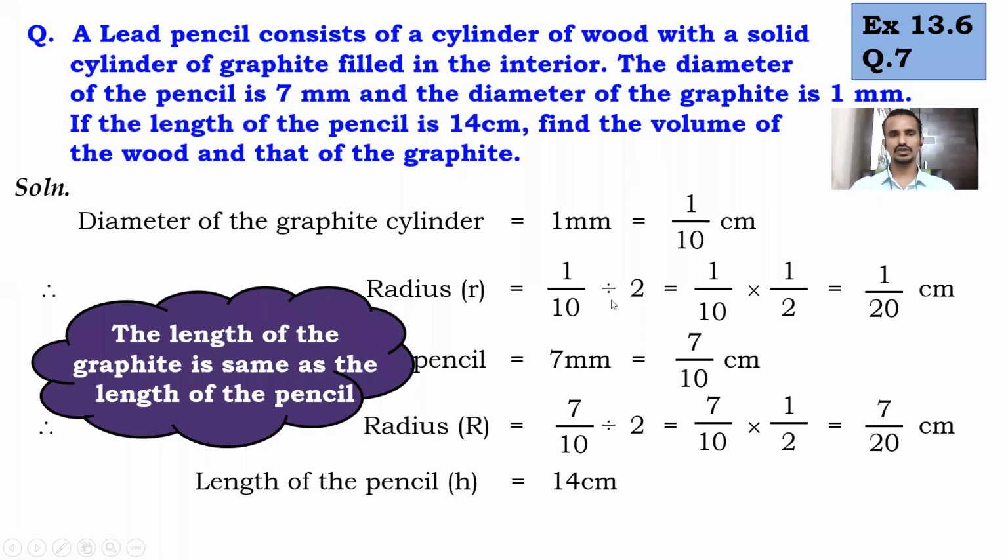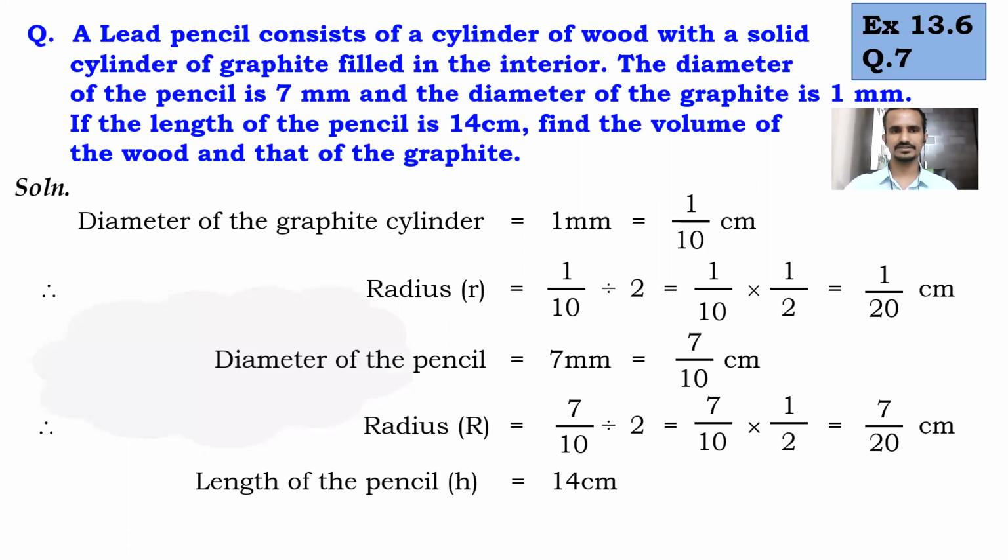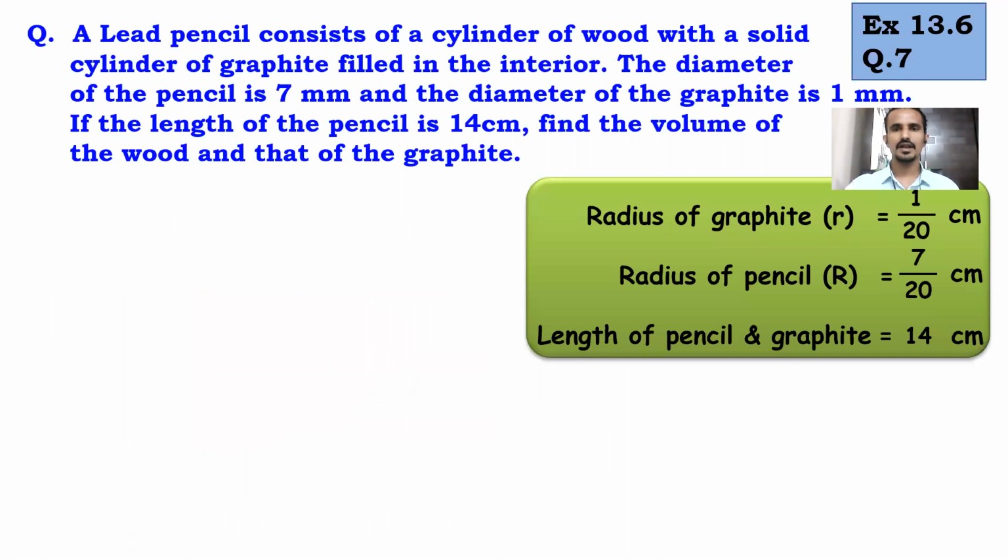So we have to find both the volumes. And yes, I already told you that the length of pencil and graphite is going to be the same. So h is common for both the parts. You don't need to write this separately. Whether it is for pencil or for graphite, h is the same, which is 14 centimeter. So length of both the parts, wooden part and graphite part, is 14 centimeter. Now we'll try to find the volumes. We have to find the volume of wood and the volume of graphite. It would be easy to find the volume of graphite because it is a direct calculation.